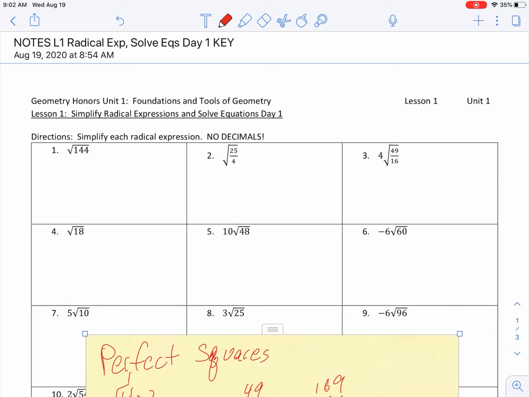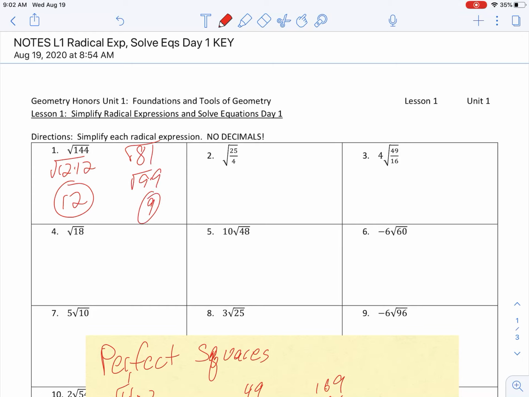So let's look at example 1. Square root of 144. What number times itself gives you 144? 12 does. 12 times itself is 144. So we know the square root of 144 is 12. If it was the square root of 81, that's 9. 9 times 9 is 81.